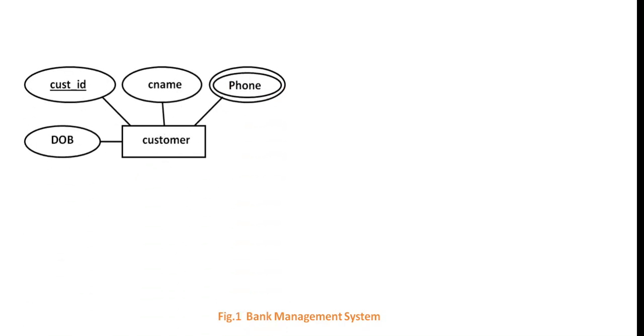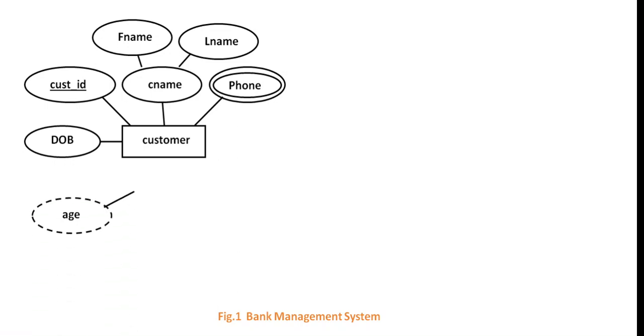Let's take another example for bank management system. First, we'll think about the entity. In bank management system, we have customer who has an account in a bank. So, customer is having attributes customer ID, which is a primary key, customer name, contact number, and date of birth. Here, customer name is again a composite type of attribute, so it is divided into first name and last name. Then we have another attribute, that is age.